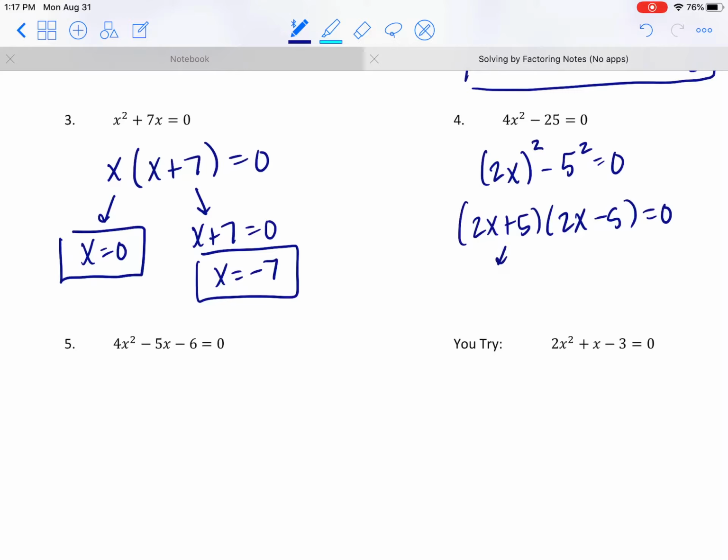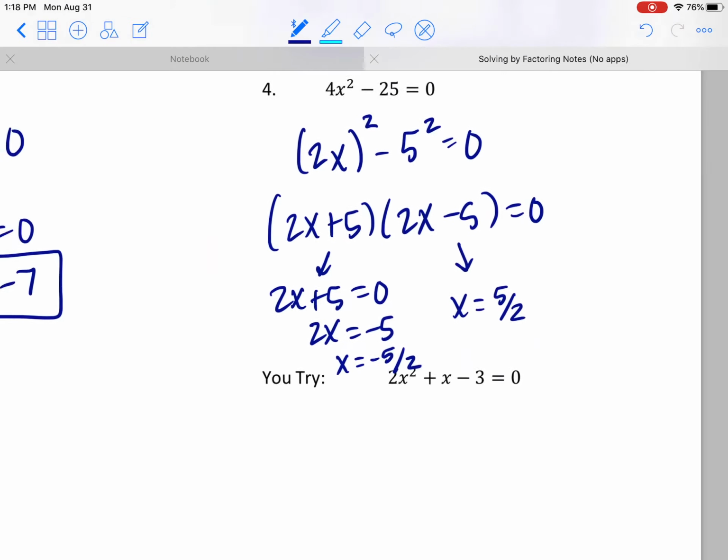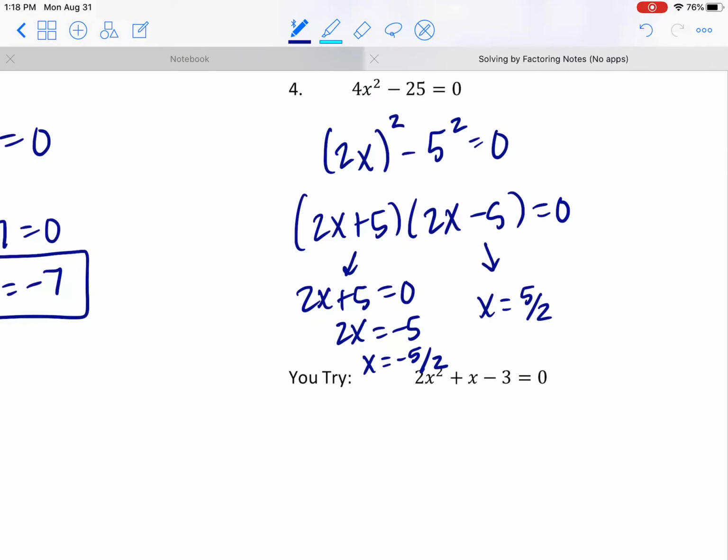So here, what's going to make 2x plus 5 equal 0? Well, I would have to subtract the 5 from both sides, and then I would have to divide both sides by 2. So negative 5 over 2 would be a solution. And then here, the same thing is happening, it's just a different sign. So we're going to end up with the same answer, but a different sign. So positive 5 over 2. And it would be totally okay to leave those two separate answers, or we could also condense, because we have a positive and negative of the same number. We could say our solutions here are plus or minus 5 over 2.